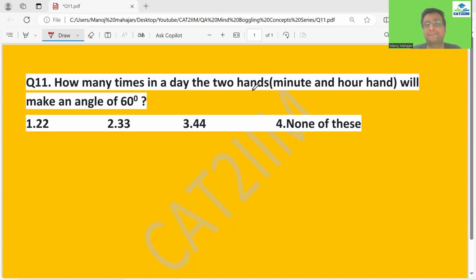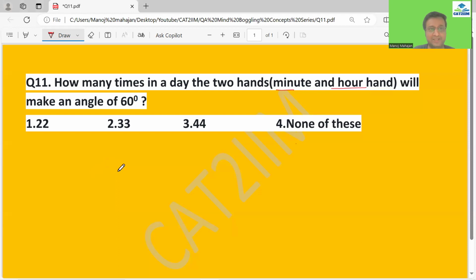How many times in a day the two hands, minute and the hour hand, will make an angle of 60 degree? To answer this question, first we have to understand how many times in a day the two hands, minute and the hour hand, will be coinciding. That means they will make an angle of 0 degree.